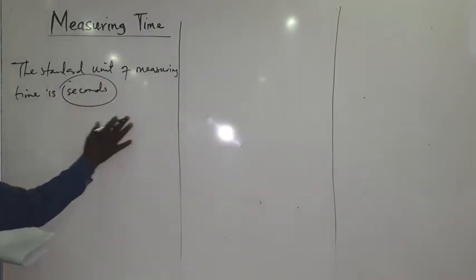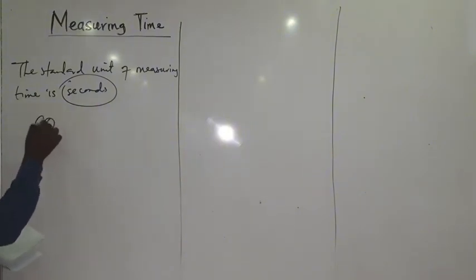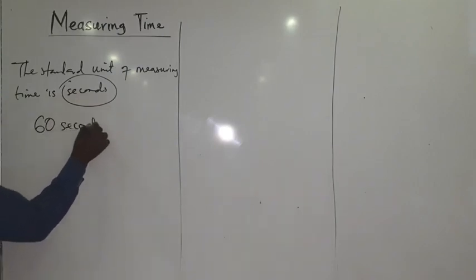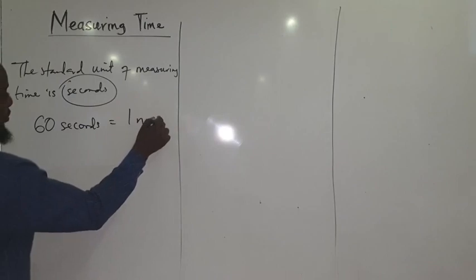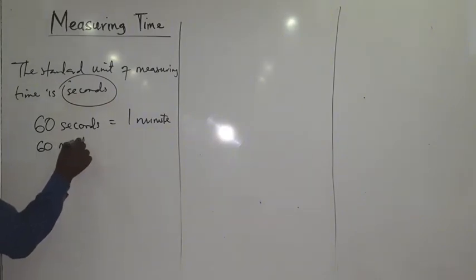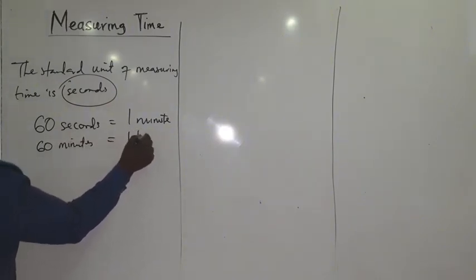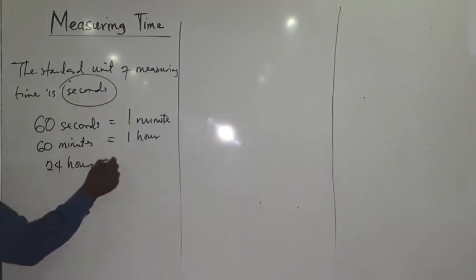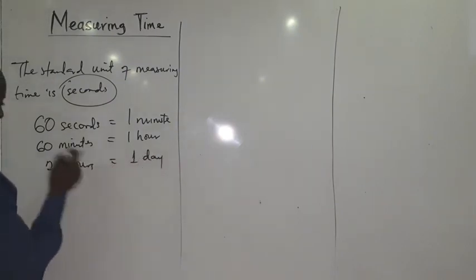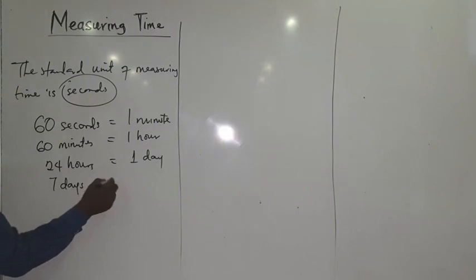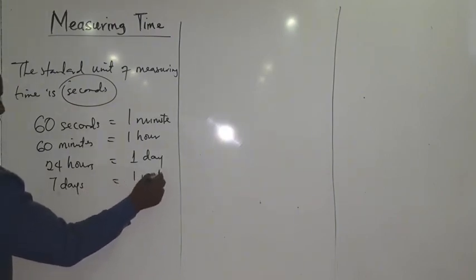Then we look at how many seconds make a minute. You know this, and you have to commit everything here into your memory. So 60 seconds will give you 1 minute, while 60 minutes is equal to what? 1 hour, right? And then 24 hours will give you 1 day, standard time. Then 7 days will give you 1 week, right?